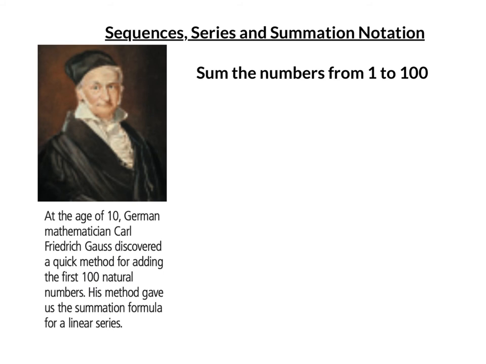There is a famous mathematician that created a formula for a linear series. He did this when he was 10 years old. The teacher wanted to keep the class busy, so she said, add the numbers from 1 to 100. So Carl Friedrich Gauss, when he was 10 years old, wrote the numbers down like this. 1 plus 2 plus 3 plus 4 dot dot dot plus 97 plus 98 plus 99 plus 100.